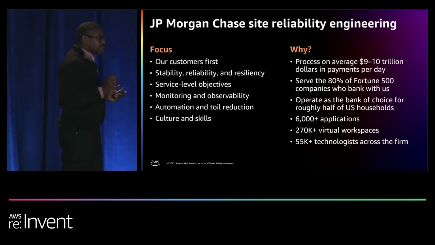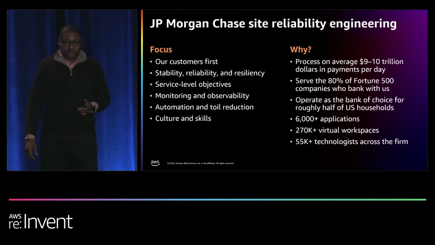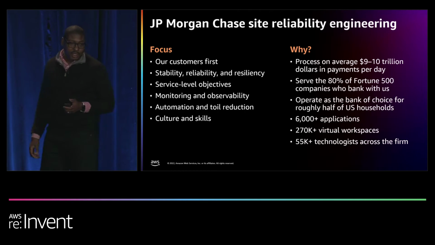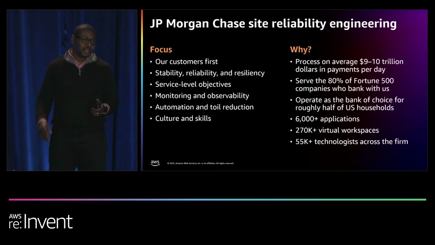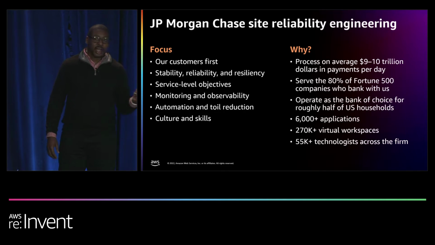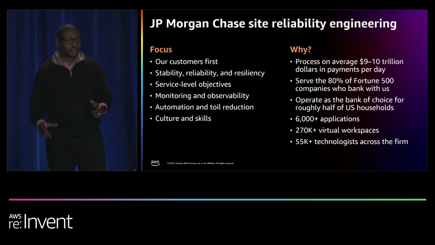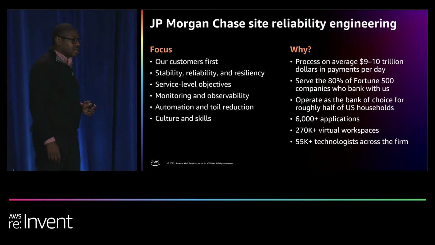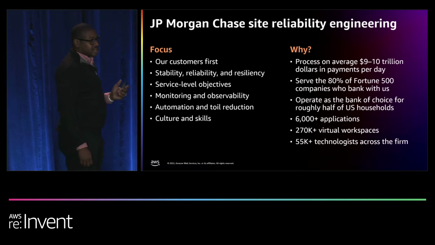So we focus on some major tenets at JPMorgan Chase when it comes to site reliability engineering: stability, reliability, and resiliency. We use our service level objectives to measure our performance. We are obsessed with monitoring and observability. We are constantly automating and doing toil reduction, and culture. Culture is key to what we do. Culture is something that we continuously build on, and culture is what makes us successful.